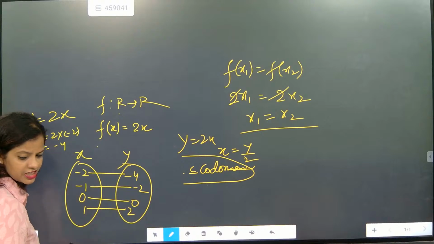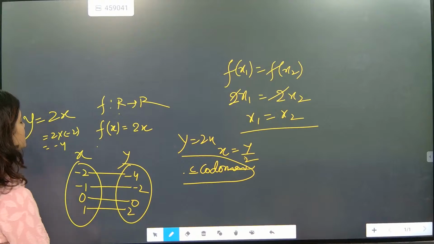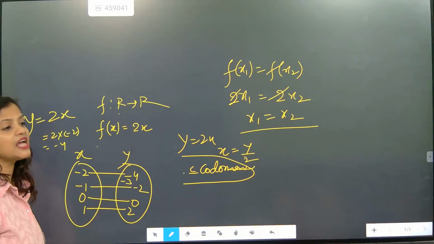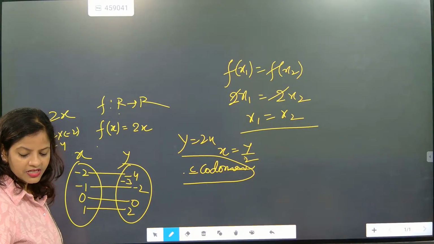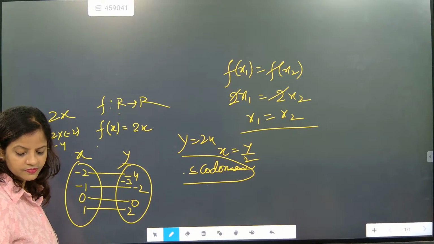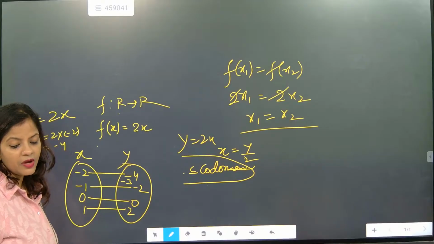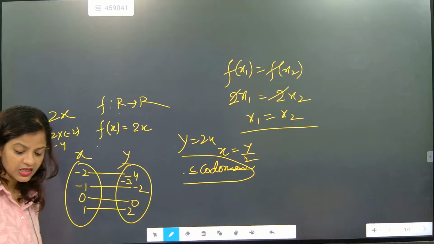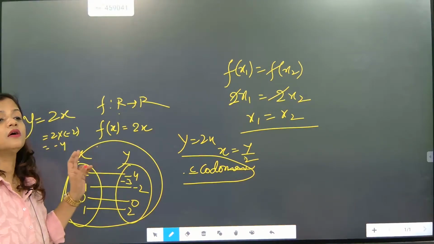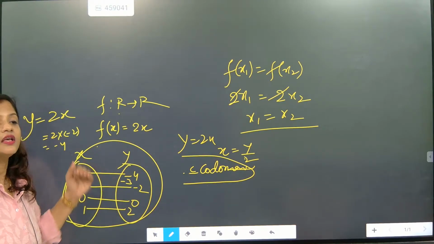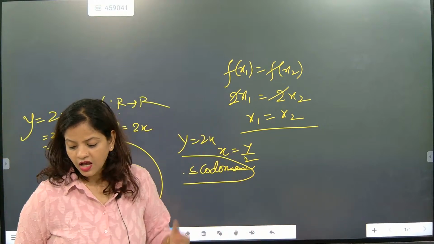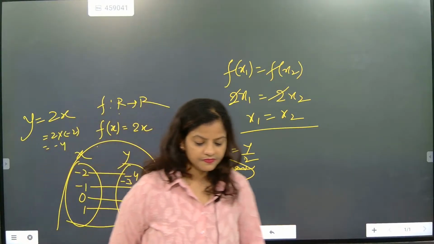But beta, in all this process, one thing is there: in between, some numbers are left. So when some numbers are left, it is not going to be onto. It will be into. So these are very crucial, important questions we are discussing, which will be coming in the exam. Understood?